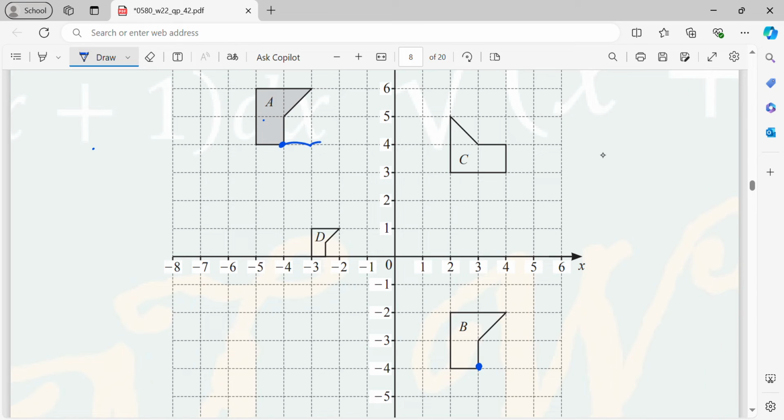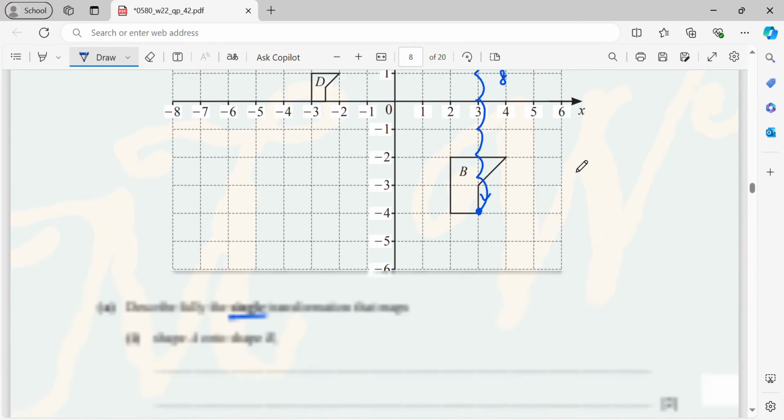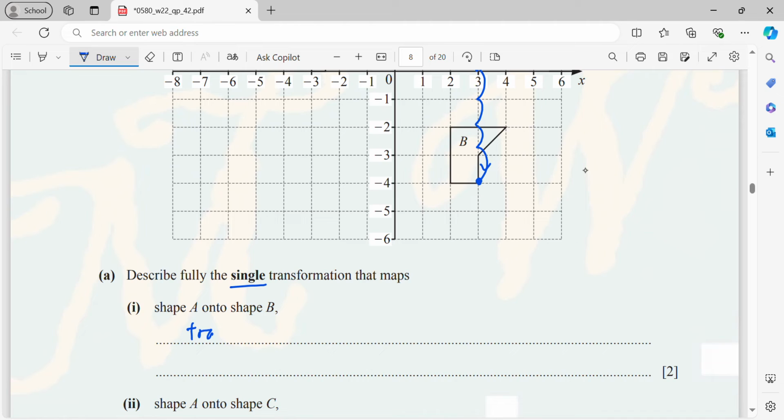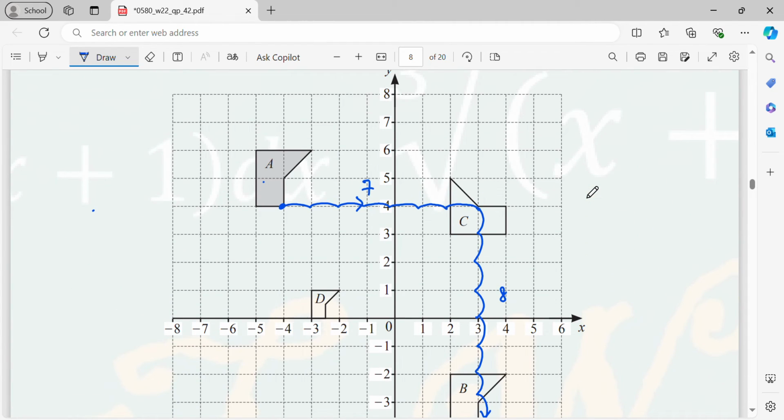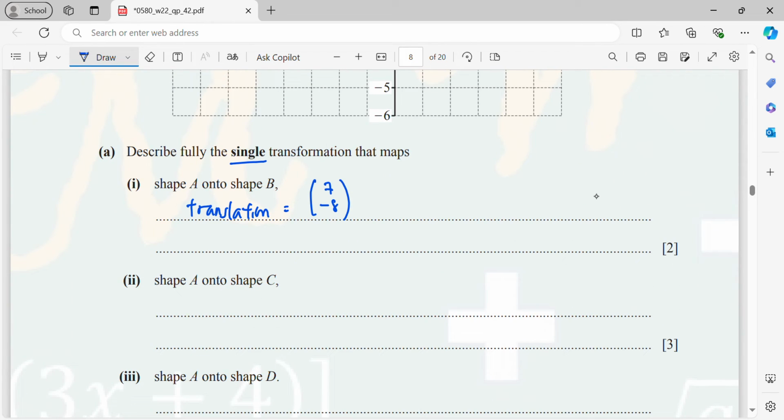This is basically 1, 2, 3, 4, 5, 6, 7 units to the right side, and then 1, 2, 3, 4, 5, 6, 7, 8 going down. Right side 7 units, going down 8 units. So therefore this is translation, with vector 7 and minus 8. Okay, done for the first part.